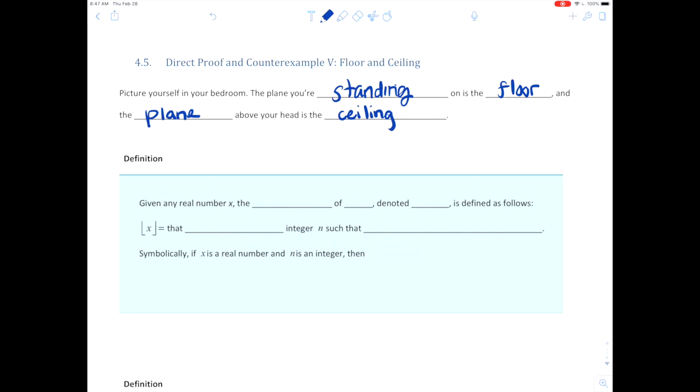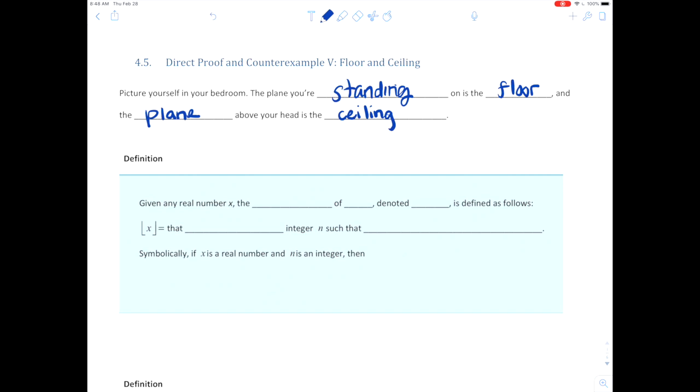And in a situation where there's gravity, most of the time we're standing on the floor, but let's say that we were in a situation where we didn't have that gravitational pull. Well, as we were floating towards the ceiling, this is kind of the concept we're talking about. The floor is always going to be that integer that's to the left, if you're thinking about a horizontal axis. The ceiling is always going to be the integer that's to the right of you.